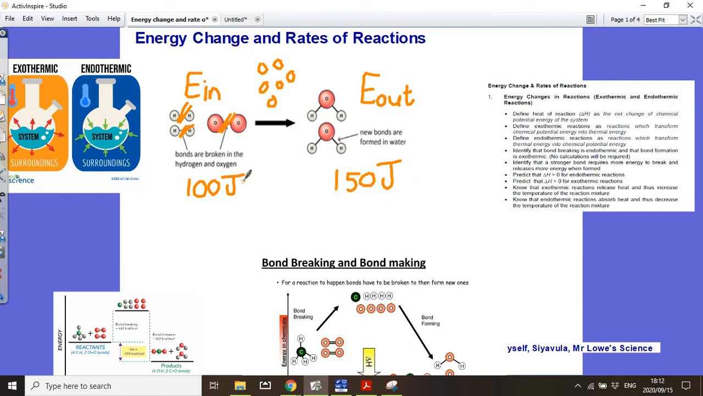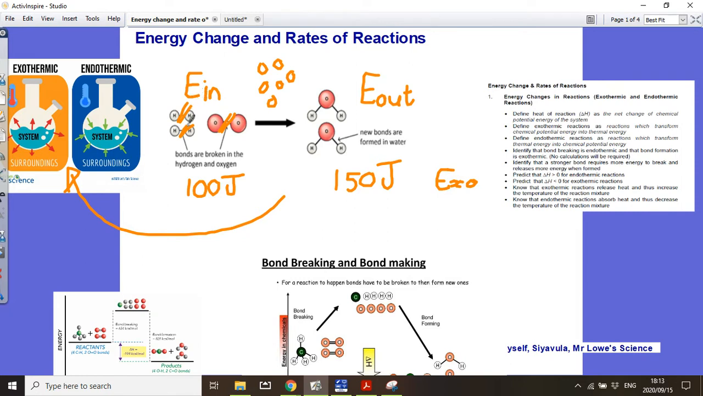I've taken in 100 joules, so these chemicals took in 100 joules from the environment. Then it gives out 150 joules to the environment. So what did the environment end up with? The environment ended up with more energy than what it originally had. So when you touch this container, you're going to feel more energy than what it had before. So you're going to feel that it's hot. So this is going to be an exothermic reaction.